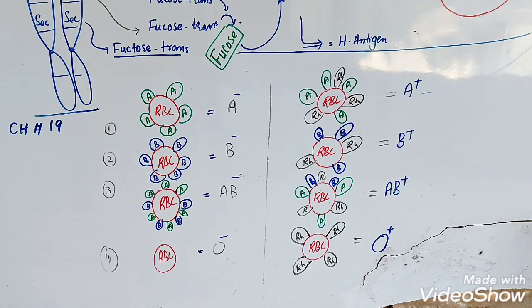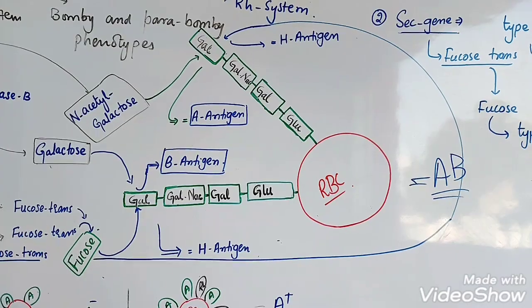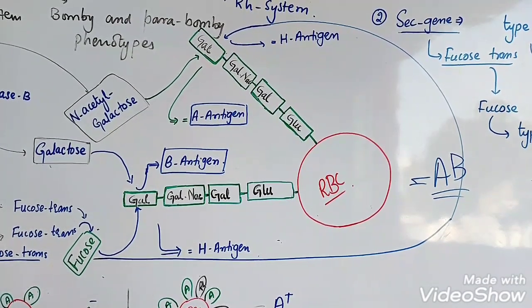So this is what about the positive and negative. Now the next we will discuss how these antigens get assembled, especially antigen A and antigen B, because our main focus is about these antigens. Okay, so this time you need to follow everything I'm explaining in front of you.